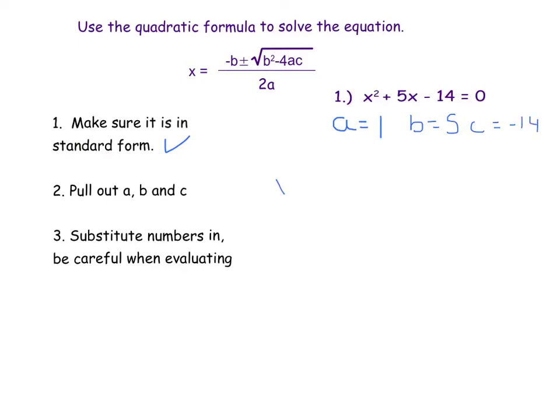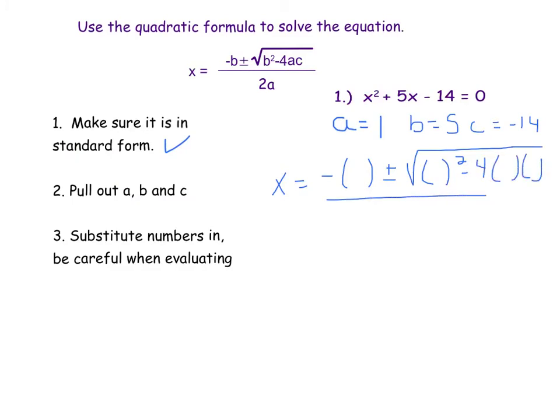And you know how I feel about substitution. You leave your parentheses and then go back and fill in the numbers. So the opposite of b plus or minus the square root of b squared minus 4 times a times c all over 2a. Now go back and get your numbers. B goes here and here. B is 5. So I'm going to write a 5 in there.